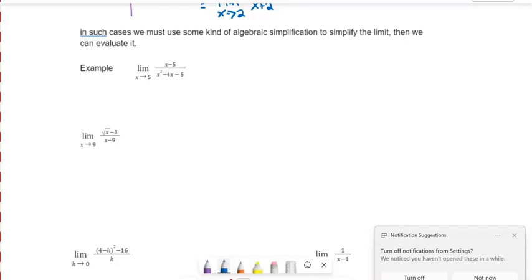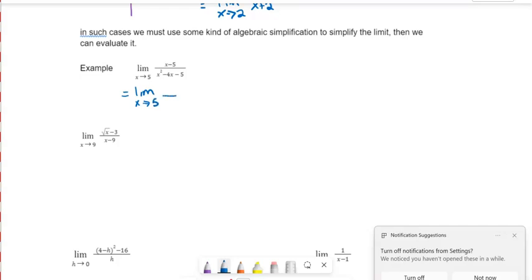So let's try another example. So we'll have a look at this limit. Right now, if I were to just put 5 in for this, I would end up with a 0, at least a 0 on the top. And actually, if I think about it quickly, I would have 25 minus 20 minus 5, also a 0 on the bottom. So I can't do it as is, so I'm going to have to simplify.